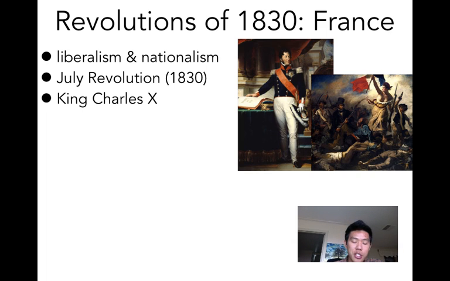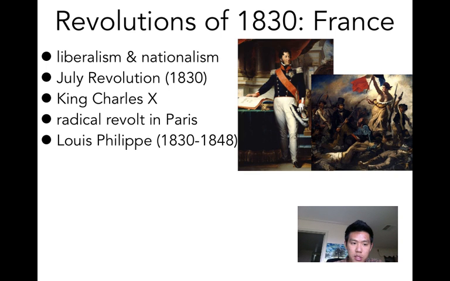And so, in addition, he takes away the voting rights of middle class bourgeoisie individuals that normally would participate in government, but now he's trying to change that. So what ends up happening is that a radical revolt in Paris comes, and after fighting for 3 days, Charles is eventually going to abdicate the throne, and the government is going to collapse. So who comes after him? Louis Philippe, who is the cousin of Charles X, Duke of Orleans, and he's a new king.